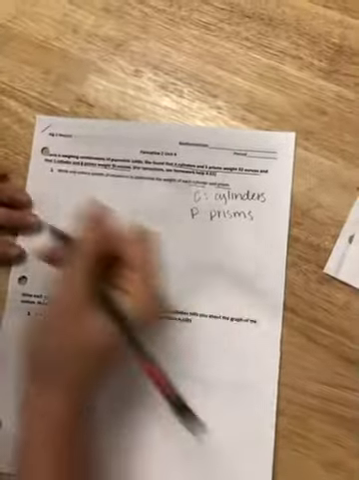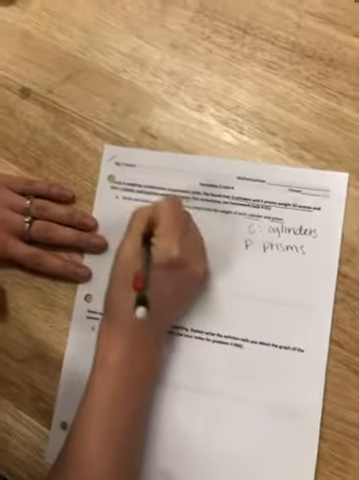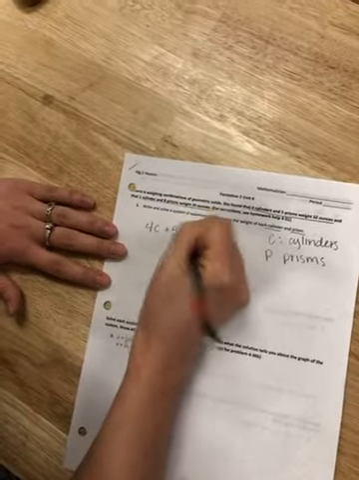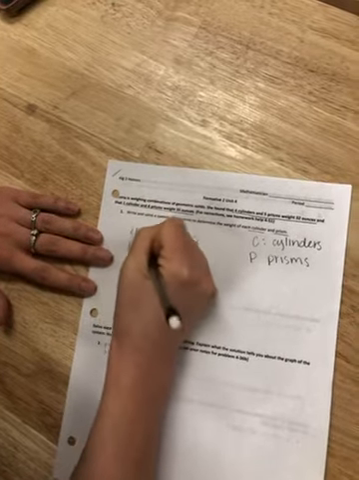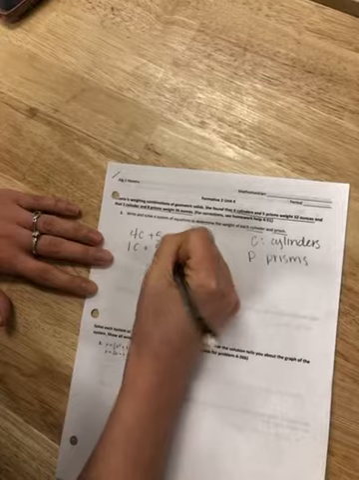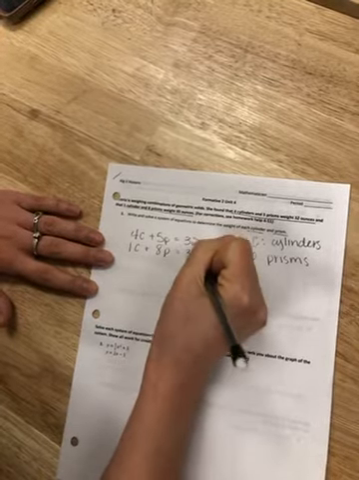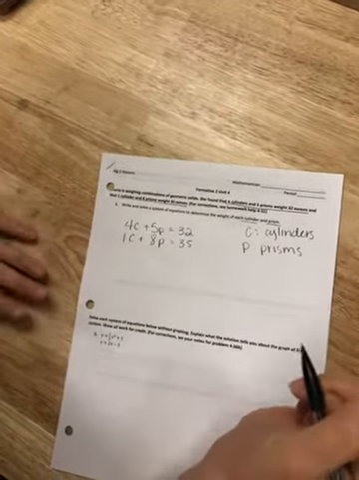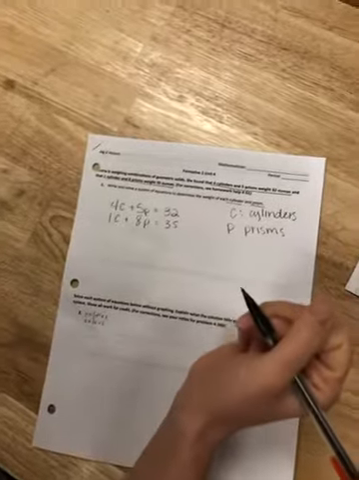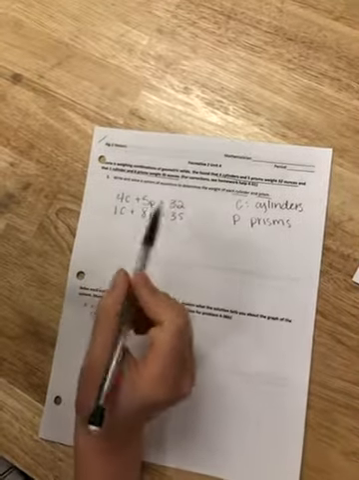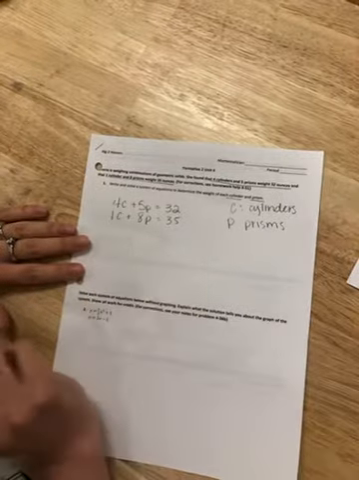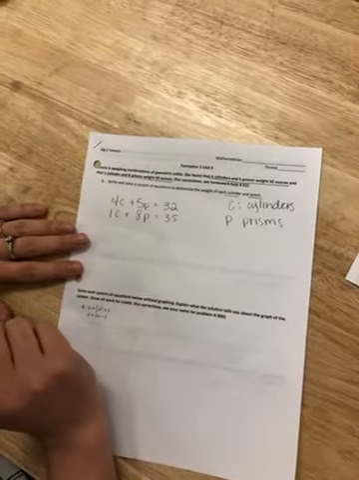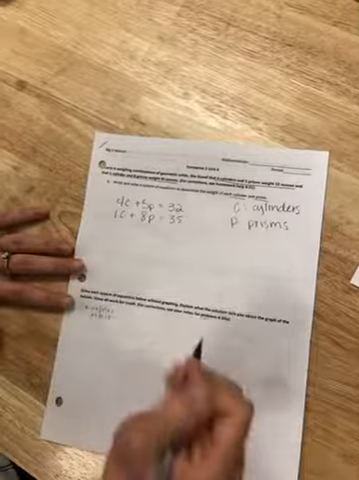And for the first measurement, there were 4 cylinders and 5 prisms, total of 32 ounces. And then there's 1 cylinder and 8 prisms for a total of 35 ounces. So there are 2 methods you could have taken. You could have eliminated. I probably would have multiplied all of this by -4 so that the 4 and the -4 cancel, and then you could solve for P. Or you could substitute, which is what I'm going to do.